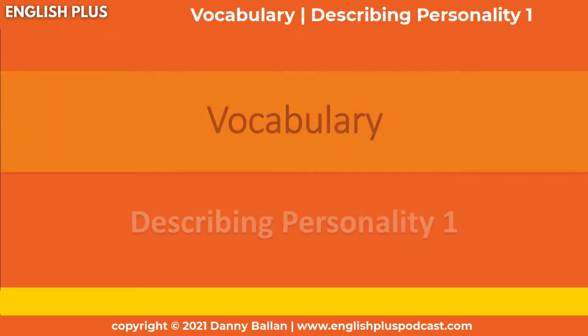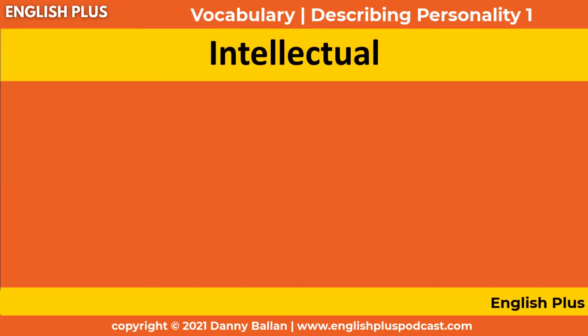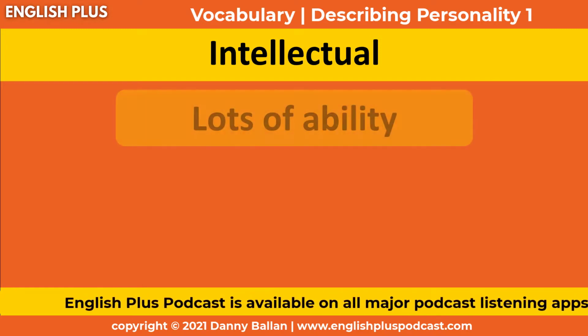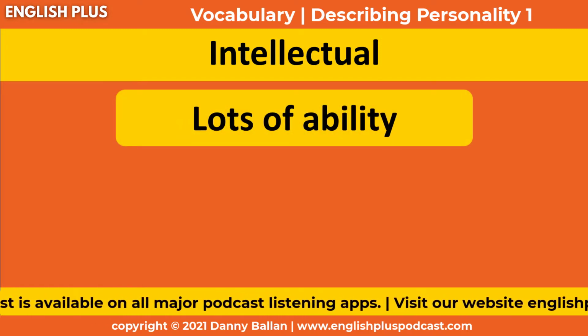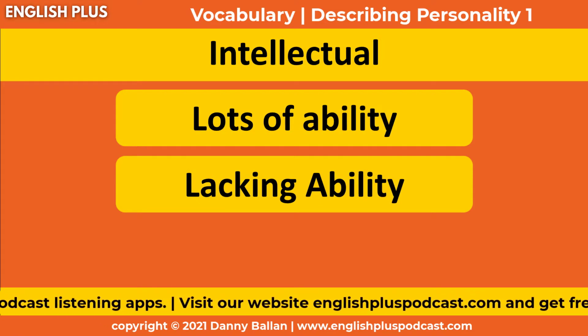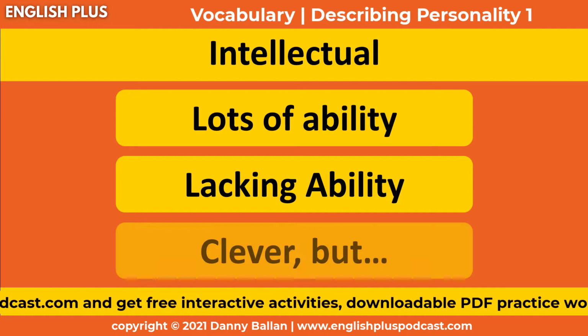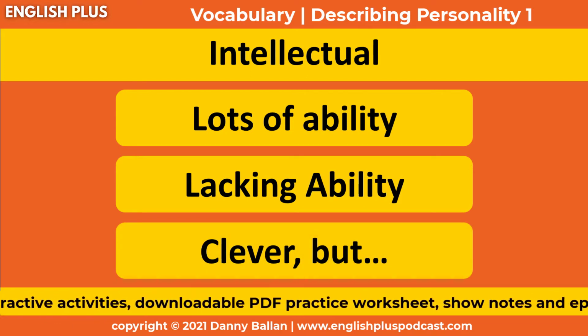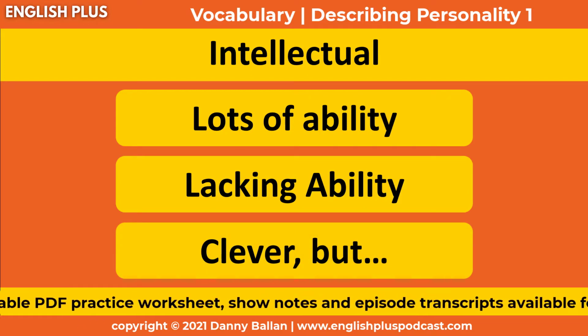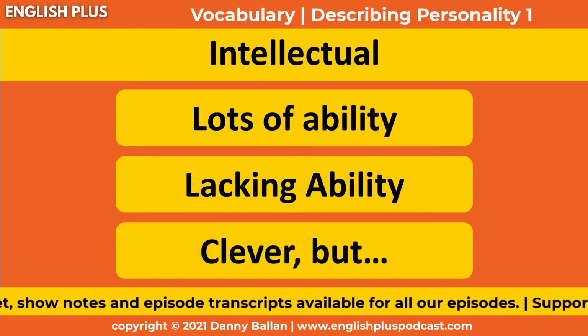Let's start by describing the intellectual ability of people. Here we can talk about people who have lots of ability. We can talk about people who don't have a lot of ability. And remember, we're talking about the intellectual ability. Or we can talk about people who are clever, but not in a very good way. And here, let's start with people who have lots of ability.